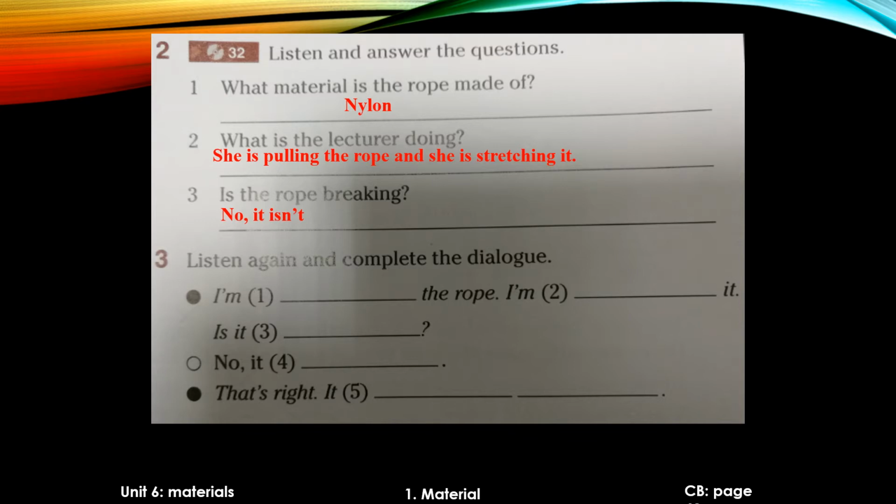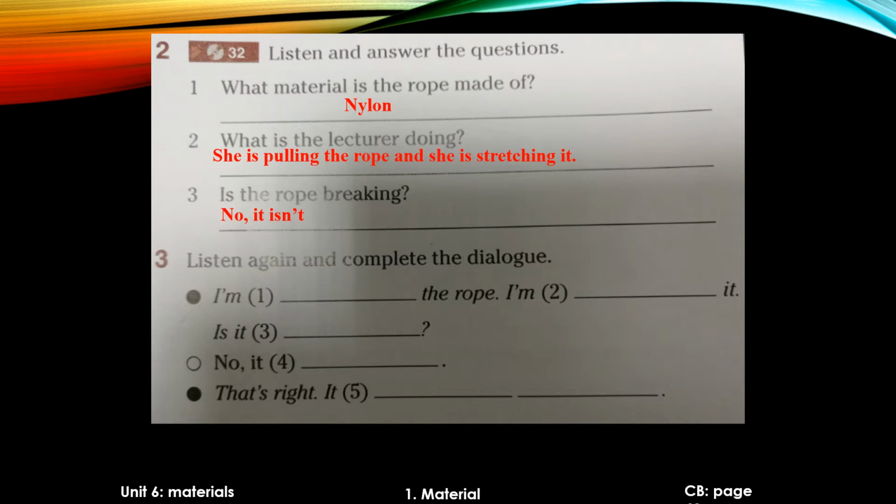So let's listen. First let's read. I am 1, the rope. I am 2, it. Is it? 3, no, it. 4, that's right, it. We have 2 spaces, number 5. Listen and try to complete this.